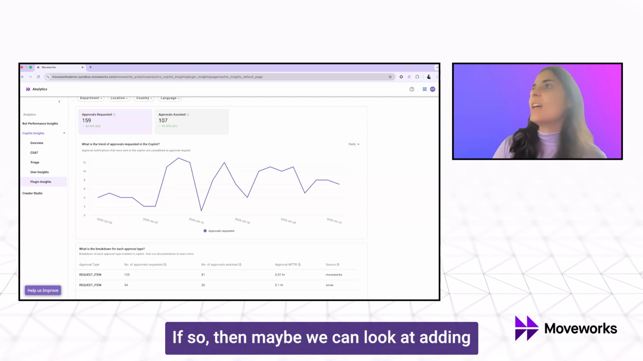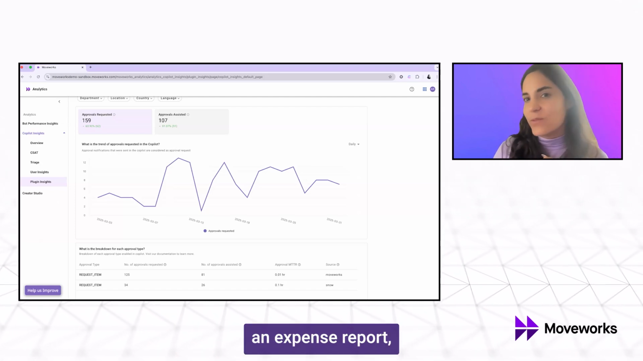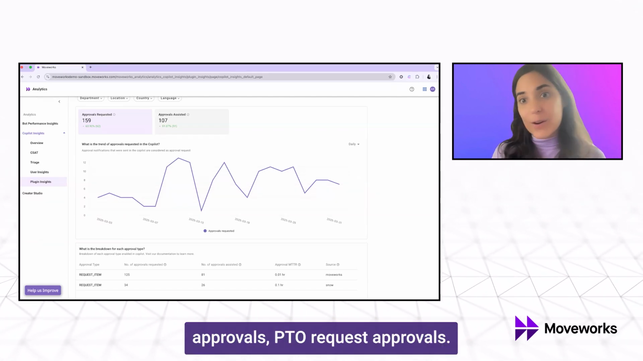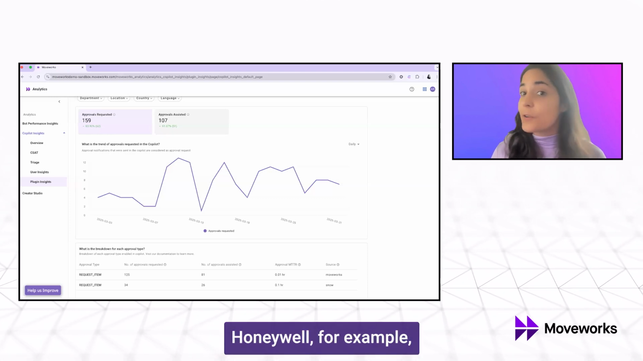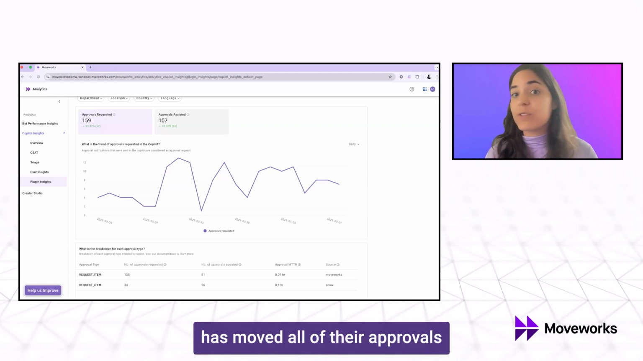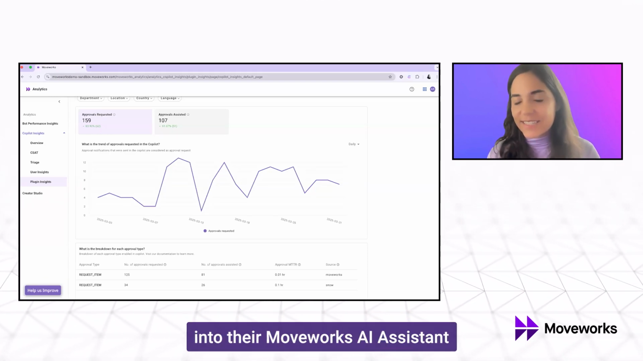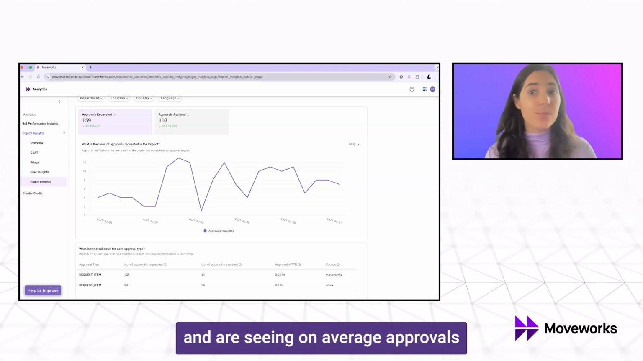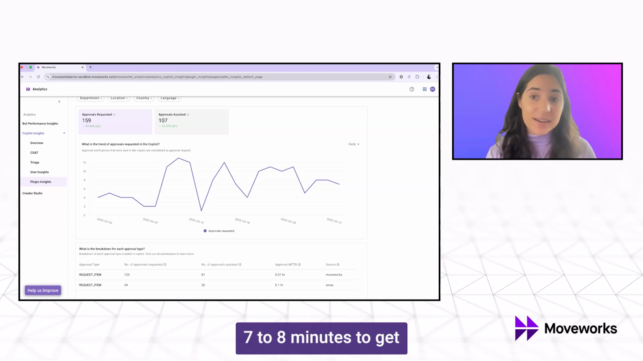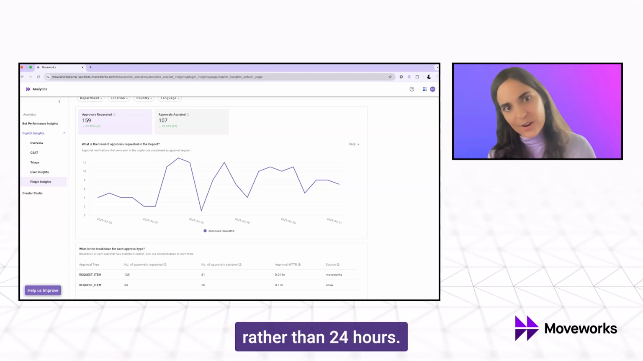If so, then maybe we can look at adding in expense report approvals, PTO request approvals. Honeywell, for example, has moved all of their approvals into their Moveworks AI Assistant and are seeing on average approvals taking about 7 to 8 minutes to get rather than 24 hours.